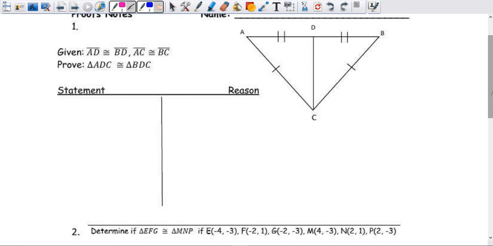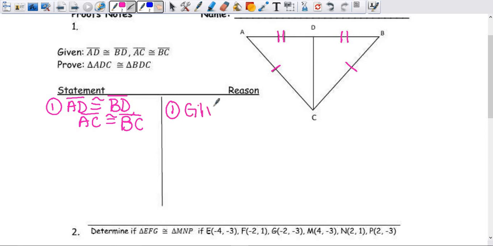Okay, so let's see. Our given is that AD is congruent to BD. So those are marked with 2 congruency markings right there. And then we have AC is congruent to BC, and that is already marked. Don't forget, our first statement is always our given. So we can write this statement out. We put all of the parts of our given here. BC. And our reason for that is always given. And what we're going to try to prove is that triangle ADC, so we've got this triangle right here, is congruent to triangle BDC.